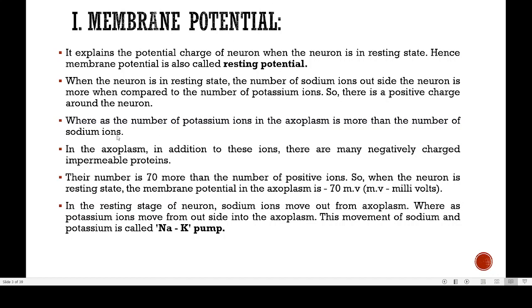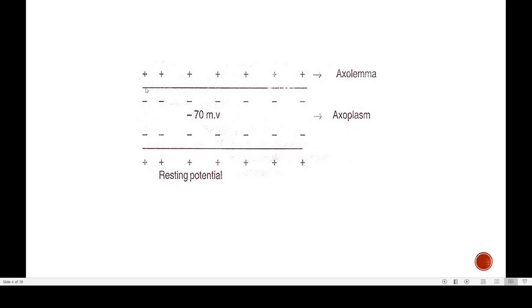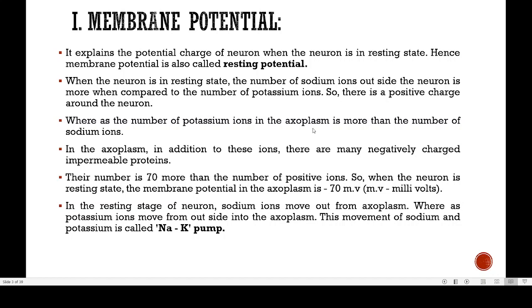resting potential. Now in the resting stage of the neuron, the sodium ions move out of the exoplasm, whereas the potassium ions move from outside into the exoplasm. So normally there is a pump operating. If there are any sodium ions here, these sodium ions will be pumped from inside to outside. Similarly, if there are any potassium ions present on the outside of the membrane, they will be pumped into the cytoplasm or into the exoplasm. And for that there is a pump. This pump is known as the sodium potassium pump.